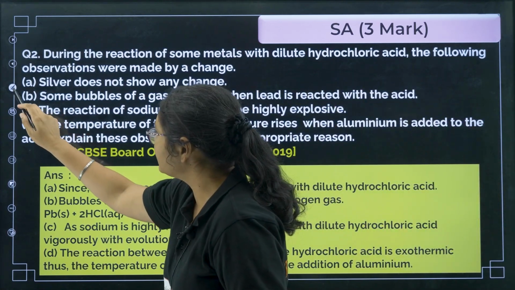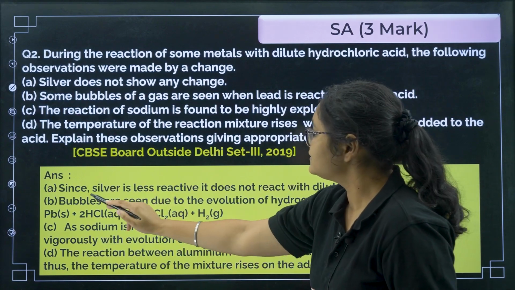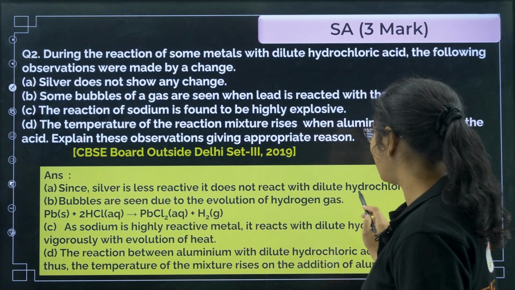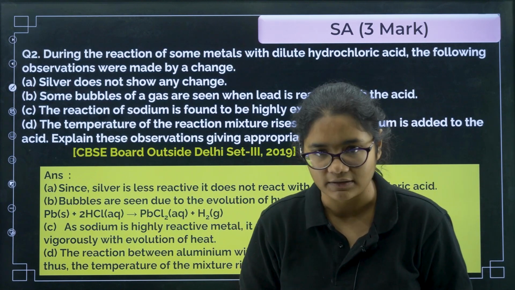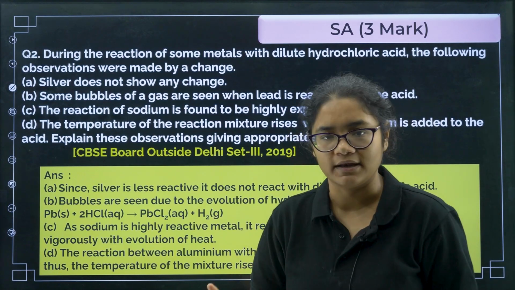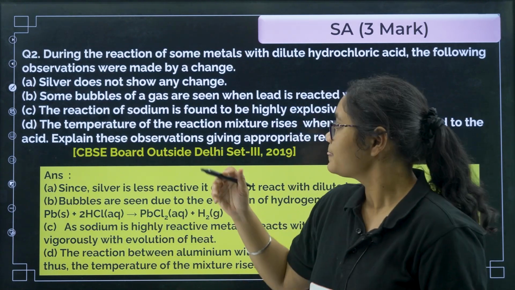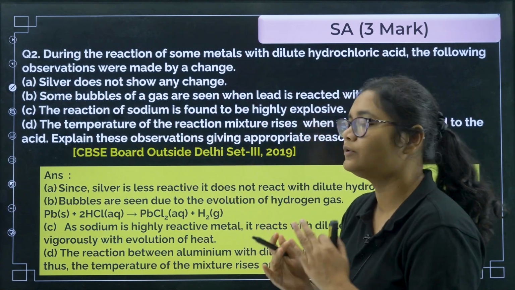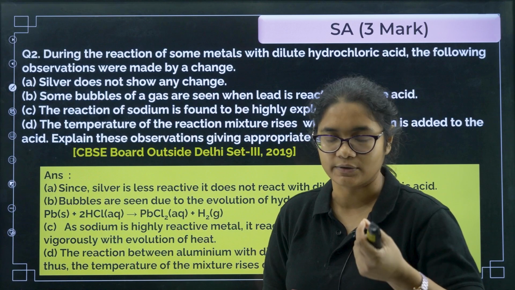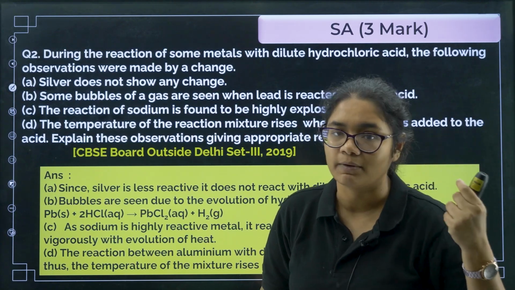So here you can see that since silver is less reactive, it does not react with dilute HCl. We know silver, gold, platinum, these are very less reactive metals, right? So they do not show any changes. Next, when you react lead with dilute HCl, it will produce H2 gas, okay, which can be seen in the form of bubbles.